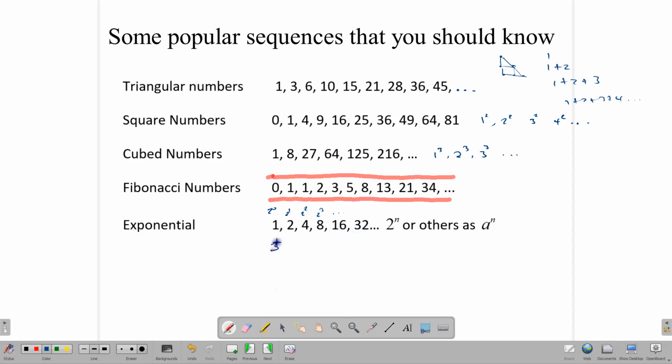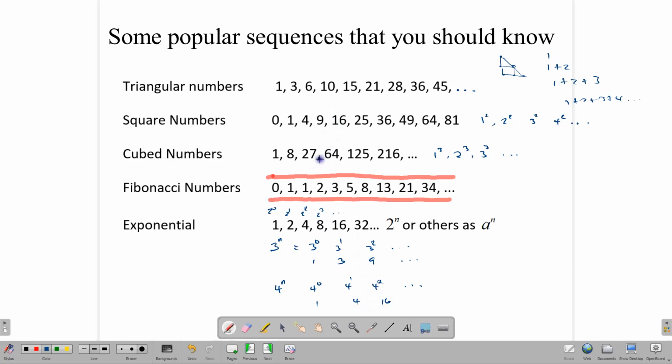So you could use 3 to the n, in which case you have 3 to the 0, 3 to the 1, 3 to the 2. This will give you 1, 3, 9, etc. Keeps going on like that. You could use 4 to the n, which would be 4 to the 0, 4 to the 1, 4 to the 2, etc., etc. Continue. So 1, 4, 16.